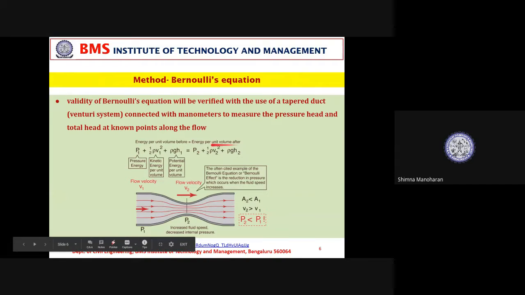The Bernoulli's equation is P1 plus half rho V1 square plus rho g h1 equals P2 plus half rho V2 square plus rho g h2. So P1 is the pressure energy at location 1, P2 is the pressure energy at location 2. 1 by 2 rho V1 square and 1 by 2 rho V2 square are nothing but kinetic energy per unit volume at location 1 and at location 2. Rho g h1 and rho g h2 are potential energy per unit volume at locations 1 and 2 respectively. So this is the typical setup to measure Bernoulli's equation.